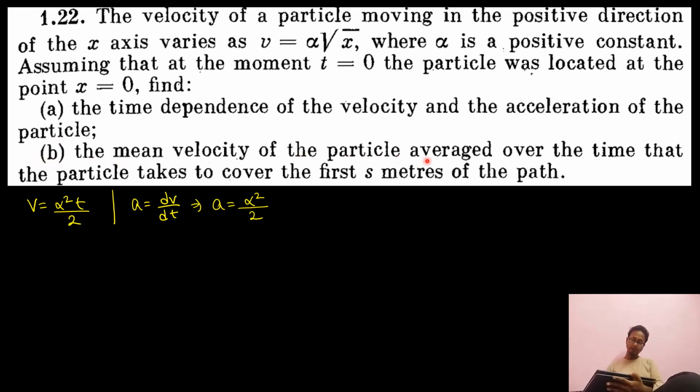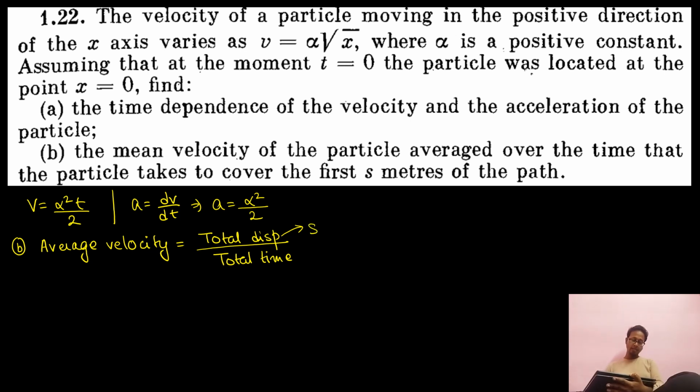The mean velocity of the particle averaged over the time that the particle takes to cover the first s meters of the path. That means the question is asking to find the average velocity for the first s meters. So average velocity is equals to total displacement divided by total time.